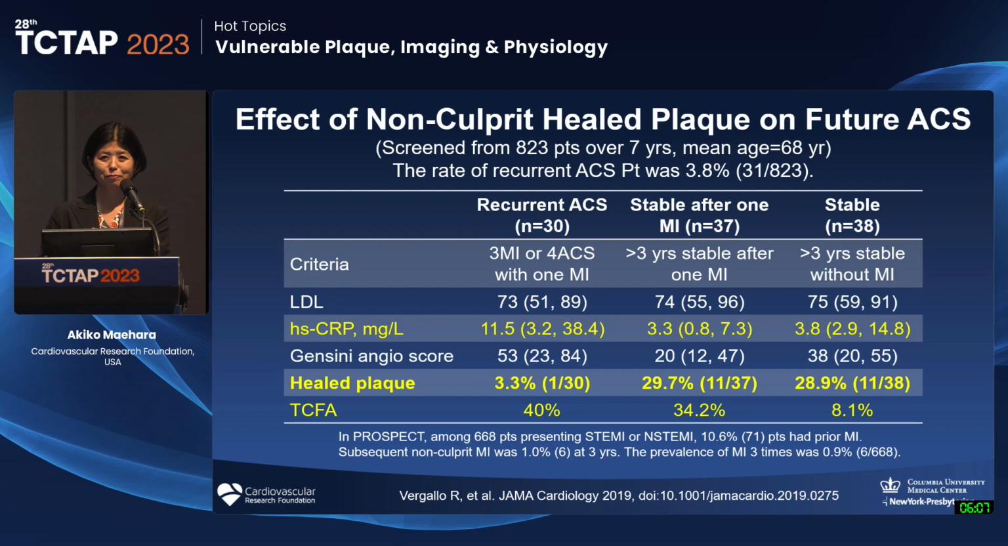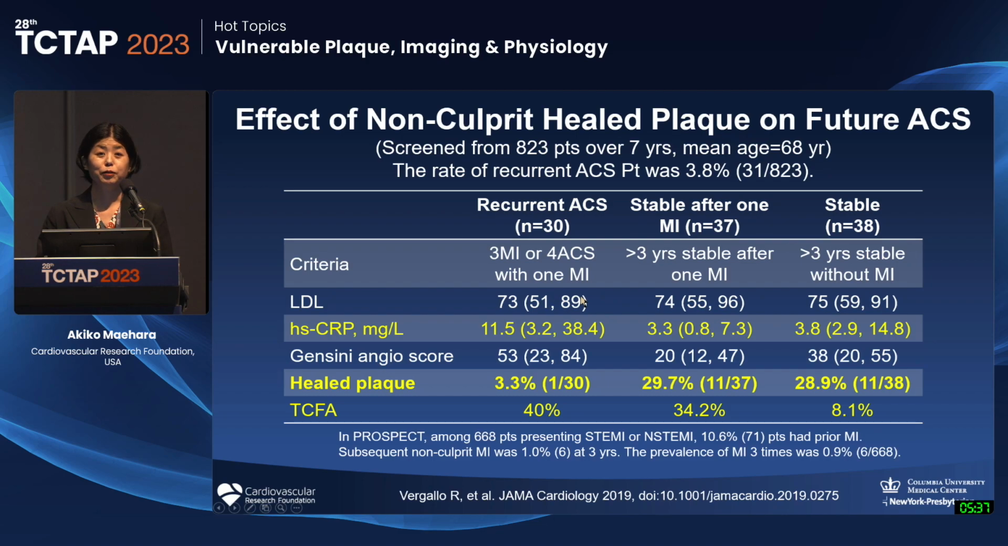And I think this is a very specific cohort. They picked up 3 very different groups of people. Number 1, recurrent ACS, having 3 MIs in life or 4 ACS with 1 MI, which really looks like a vulnerable patient. The next group is prior MI, and after 3 years, they are stable. The next group is patients with no MI at all in life, truly stable coronary artery disease patients.